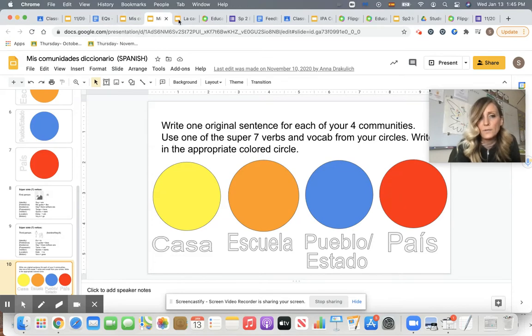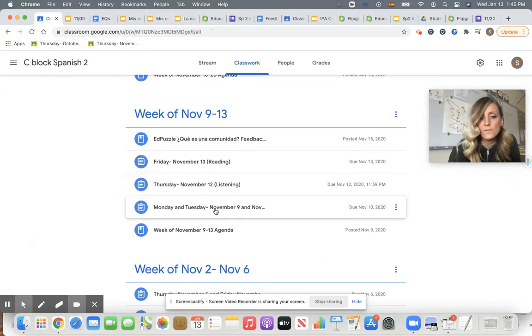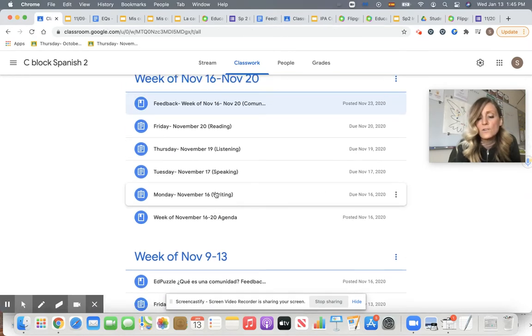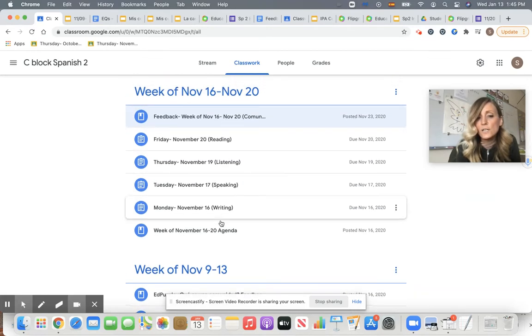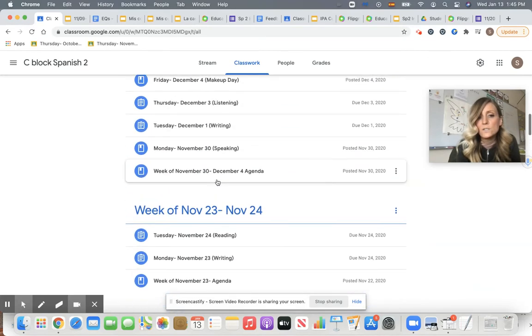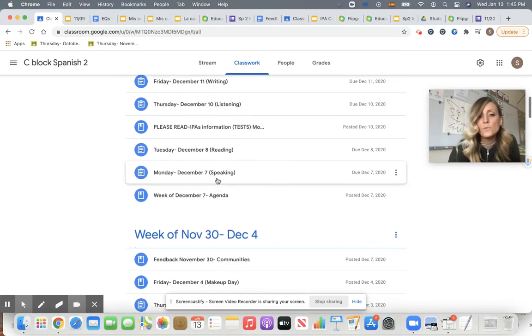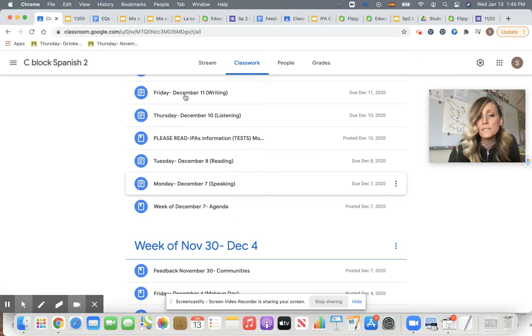That's our vocabulary building. The rest of the time after that, you can see if I go back to my Google Classroom, each day there's a skill: writing, speaking, reading, and listening. So they go through and they do each skill over a series of weeks. And depending on if it's a full week or if it's a short week, they basically go through and they do a different sort of skill each day.